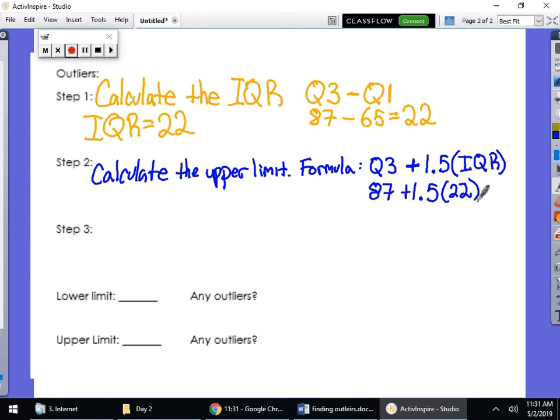So we'll just take our calculators out. We're going to type that in, 87 plus 1.5 times 22. And that's going to give us a value of 120. So now we know that the upper limit is 120. That means that no values can be above 120.